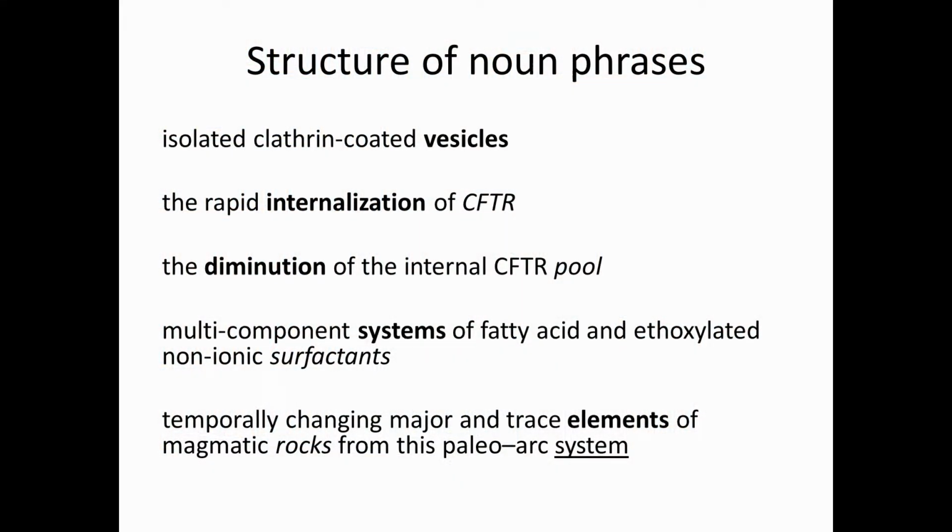Before the head, in addition to articles such as the and a, we can get simple adjectives such as isolated in the first one, rapid in the second. We can have compound adjectives. Now, these tend to be hyphenated, such as clathrin-coated, or in the fourth sentence, multi-component. And they can also be modified by other nouns, such as trace elements in the last sentence. Trace is a noun which is modifying the head elements.